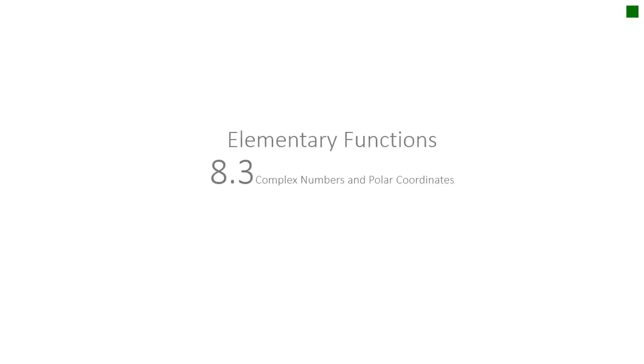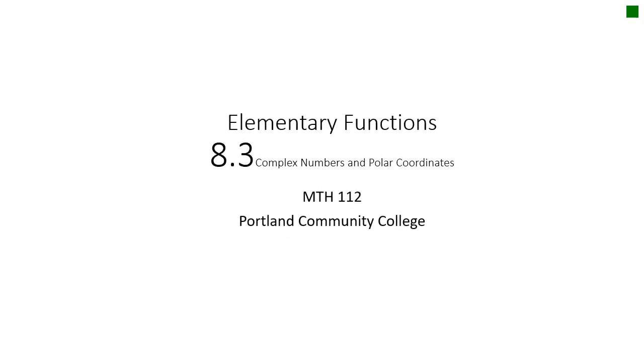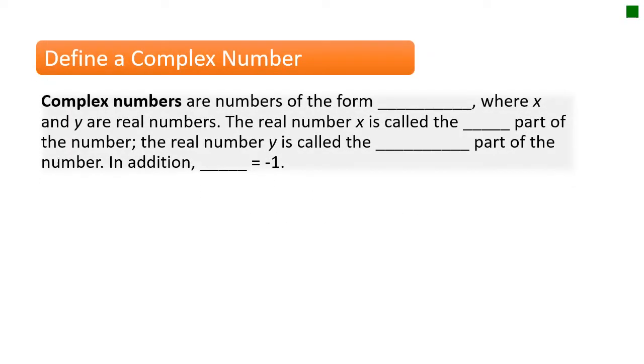Okay, so in this section, we're going to talk about complex numbers and polar coordinates. So let's first refresh our memory on what a complex number is. Complex numbers have the form z equals x plus yi, where x and y are real numbers. So the real number x is called the real part. And notice this i here, that's an imaginary number. So the real number y is actually called the imaginary part.